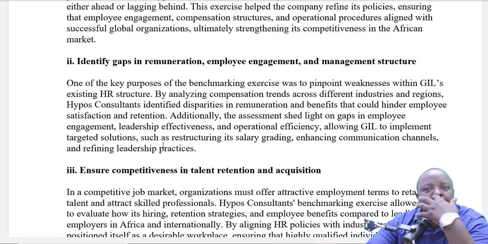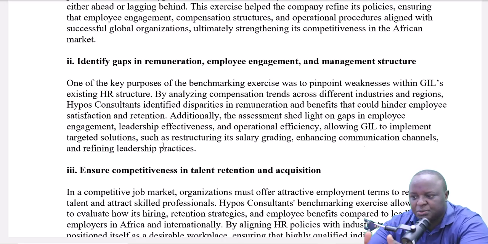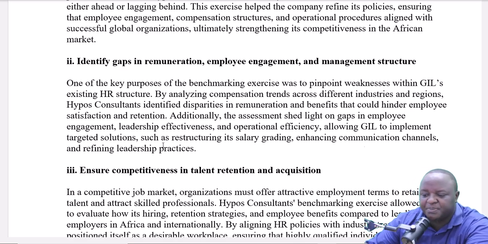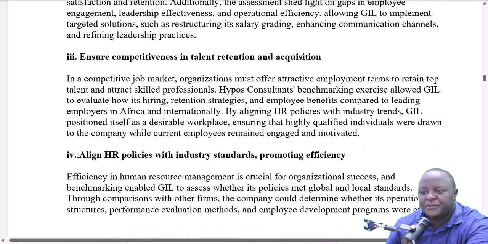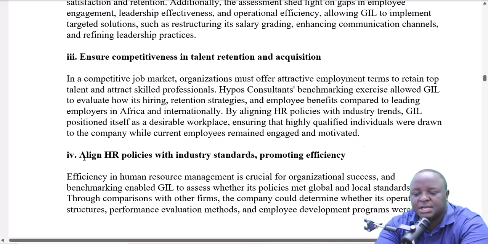And you saw the outcome was, at the end of the day, we had an increase when it comes to compensation and of course other benefits, like now bringing in the housing allowances and the medical allowances. So additionally, the assessment shed light on gaps in employee engagement, leadership effectiveness, and operational efficiency. So this allowed GIL to implement targeted solutions such as restructuring its salary gradings, enhancing communication channels, and of course refining leadership practices.